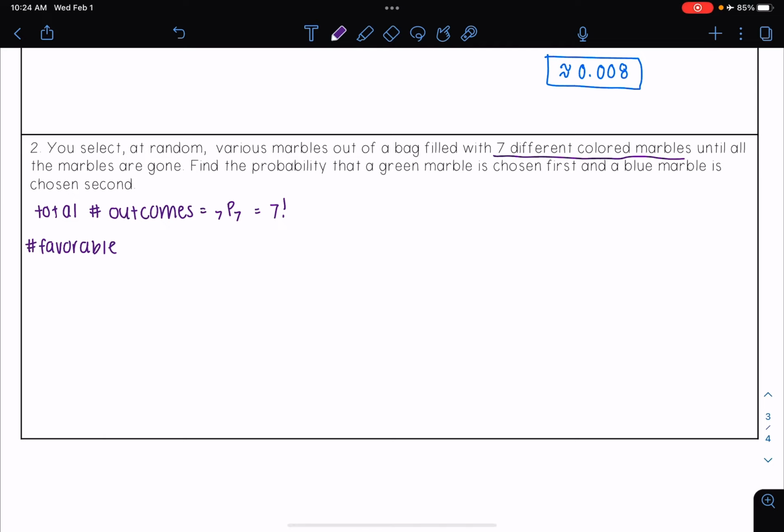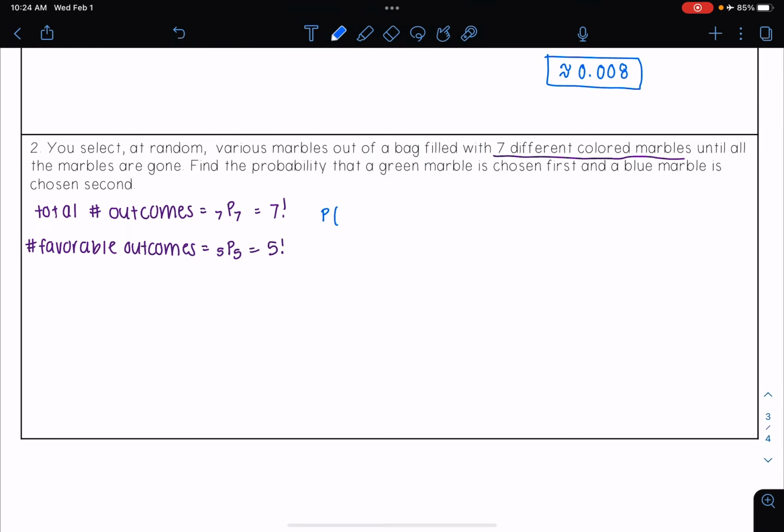And then I want to find the number of favorable outcomes. We're trying to find the probability that a green marble is chosen first and a blue marble is chosen second. So we're given that those are the first 2 chosen, and we want to find the number of possibilities for the order in which the other 5 are chosen. So that's going to be 5P5, which is 5 factorial. So now I can go ahead and find the probability.